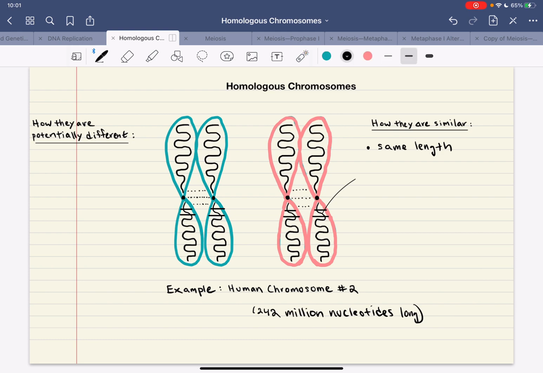How else are they similar? Remember this portion of the chromosome? It's kind of like the waist of the chromosome. It's called the centromere. Notice how their centromeres are at the same position. So the waist is at the same spot. So that's always true for the 2 chromosomes within a pair. So we're going to say same centromere position.